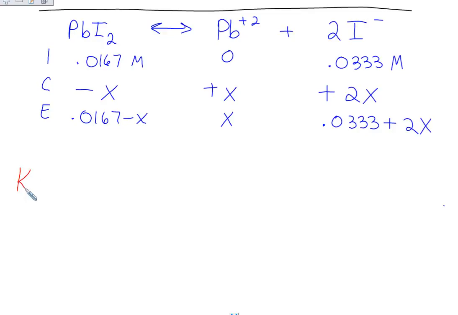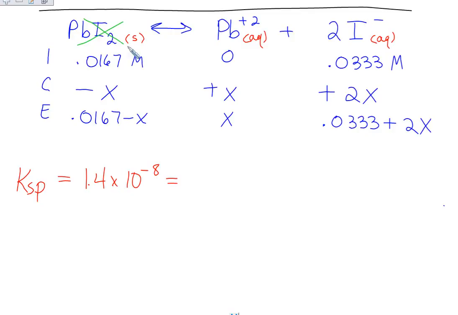KSP for the lead iodide was 1.4 times 10 to the negative 8. Okay, so now when I do this KSP value, I'm not going to include this guy. It's a solid. We're really just looking at these ion concentrations, so I'm not going to include this right now.